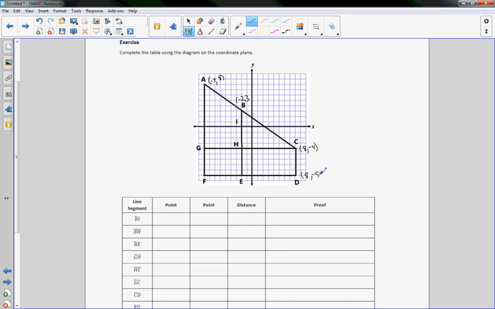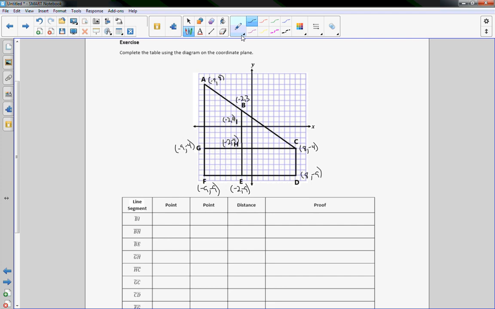This is 8, -9. E is -2, -9. And F is -9, -9. G is -9, -4. And H is -2, -4. And I is -2, 0. It is right on the x-axis, so it's -2, 0. Okay, so I labeled all 9 points that they gave us.